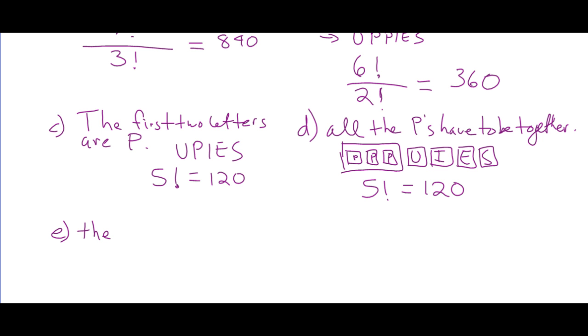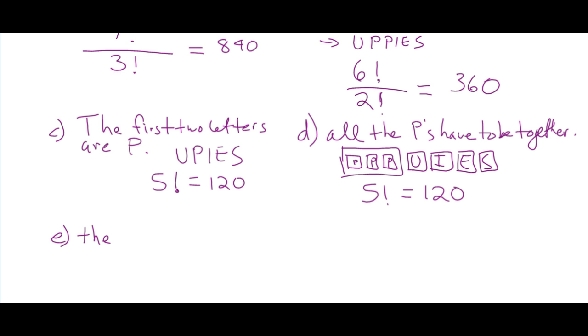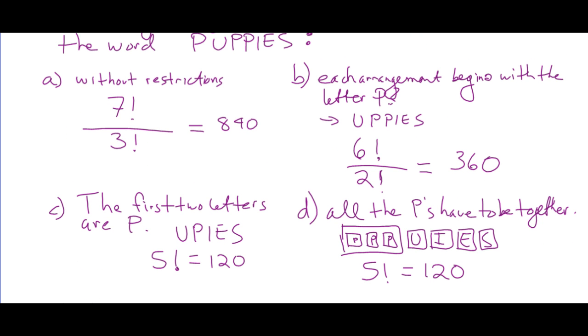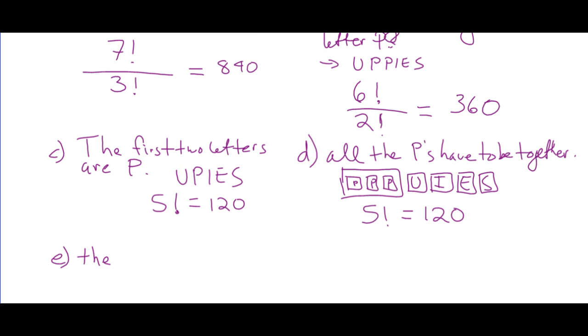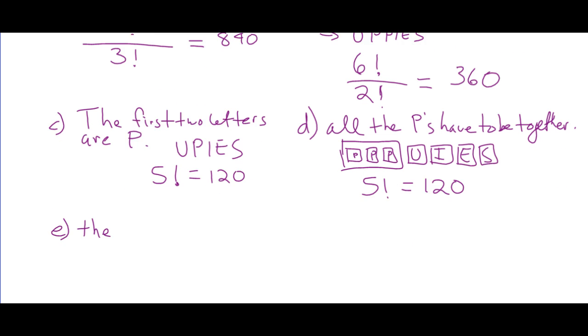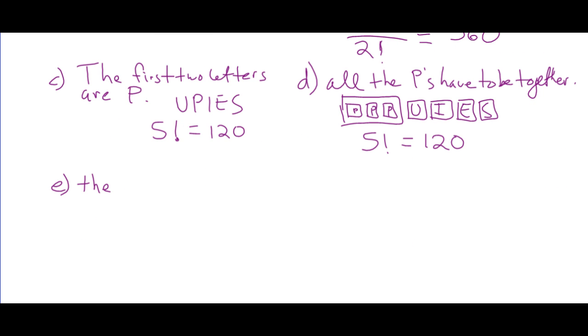Now you notice in B, we just said the first letter has to be a P. Each arrangement begins with the letter P, and then any letter can come next. Could be a U, could be another P, could be the third P, could be an I, could be an E, could be an S. Here the first 2 letters are P. Could the first 3 letters be P in this one? Yeah, it just says the first 2 have to be P.